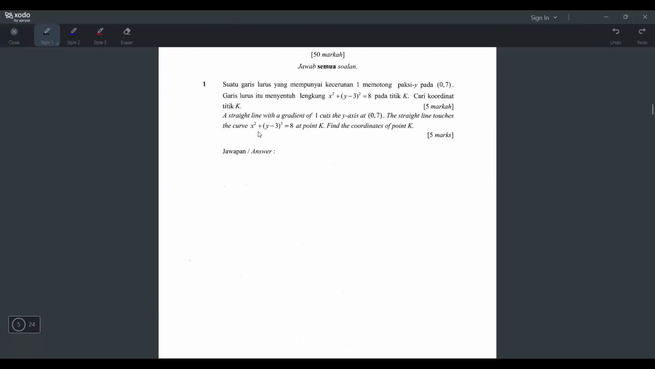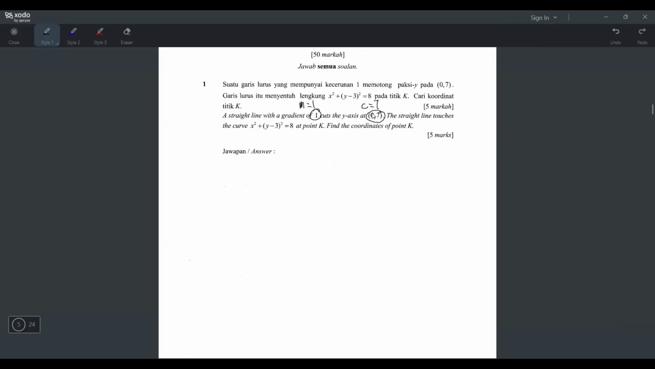A straight line with gradient of 1. So this is the m, gradient. I'll just write here m equals 1. It cuts the y-axis at (0, 7). If I say it cuts the y-axis at (0, 7), it means the y-intercept is 7. The y-intercept, we call it c. So c is 7.